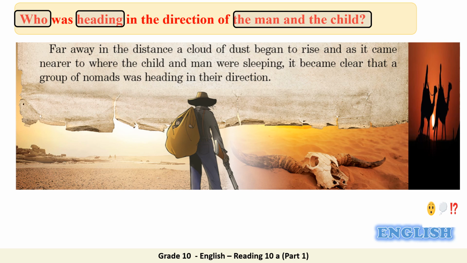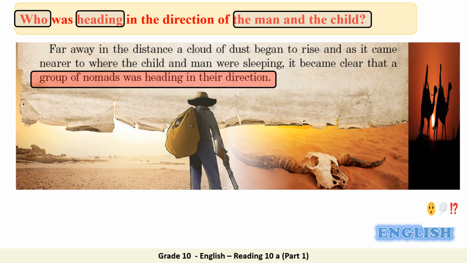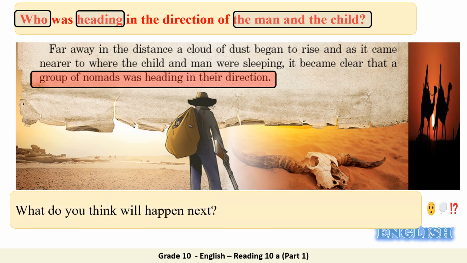So the correct answer is, it became clear that a group of nomads was heading in their direction. Now let me ask you a question. What do you think will happen next? Do you think the nomads are going to help the man and the child? Please pause the video for a while. Try to think of what will happen next.